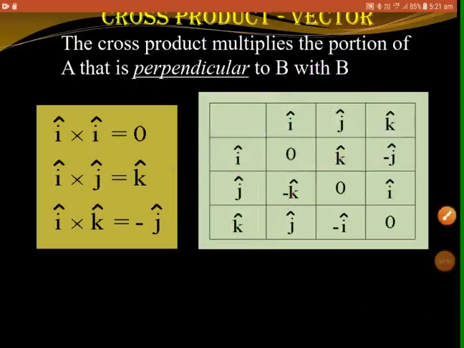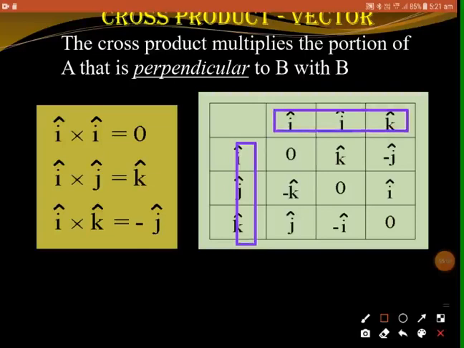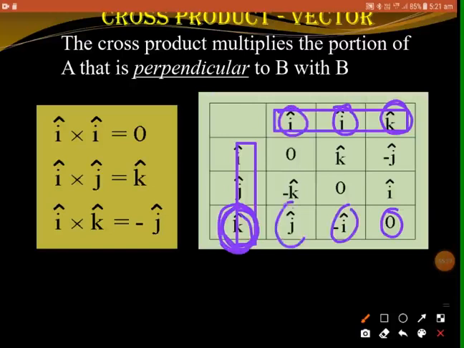So your first vector will be what? Your first vector will be this one. Got it? Your first vector, and your second vector will be this one. Taking the dot product of these, k with this k, same, it will be 0. If the order is not maintained, k cross j instead of j cross k, it will be minus i. It follows cyclic order: i, j, k, i, j, k, so it will be the next one like this.